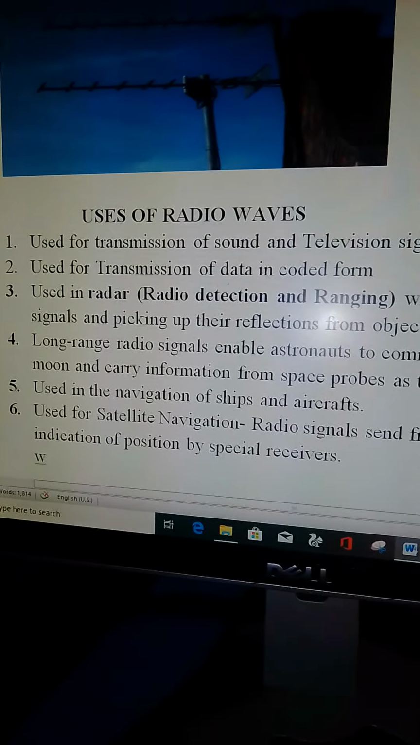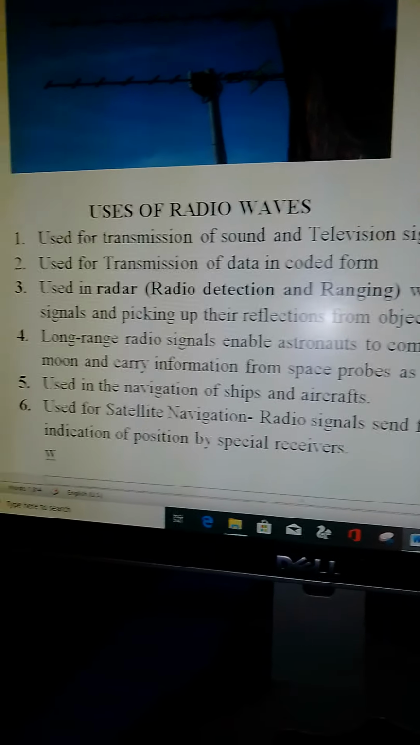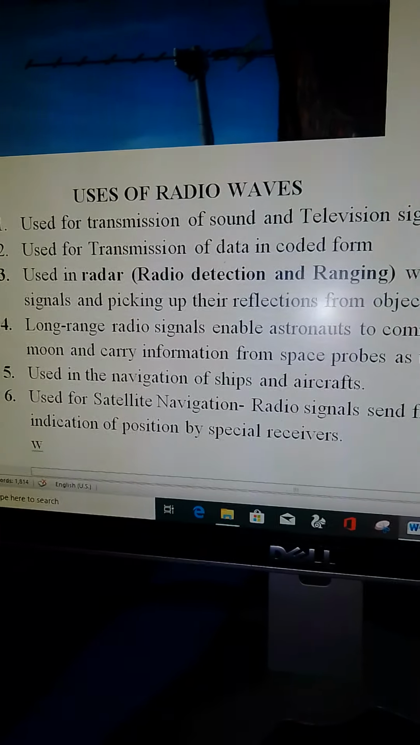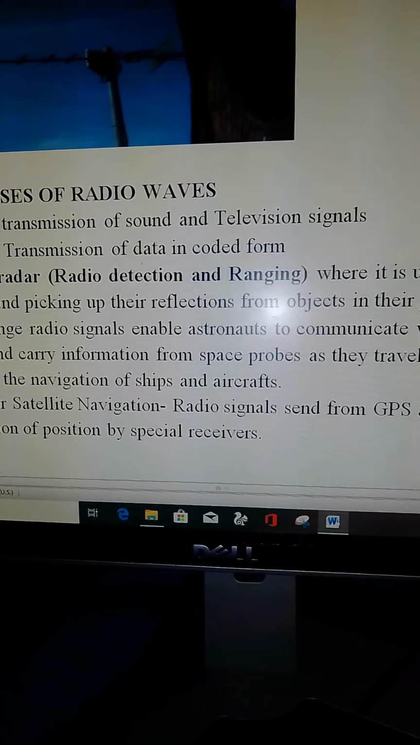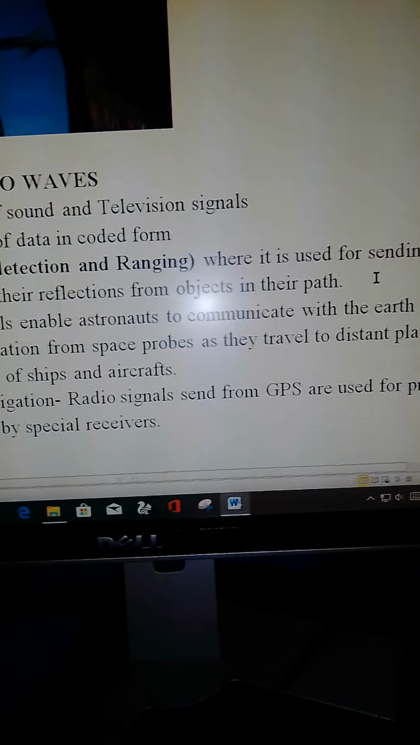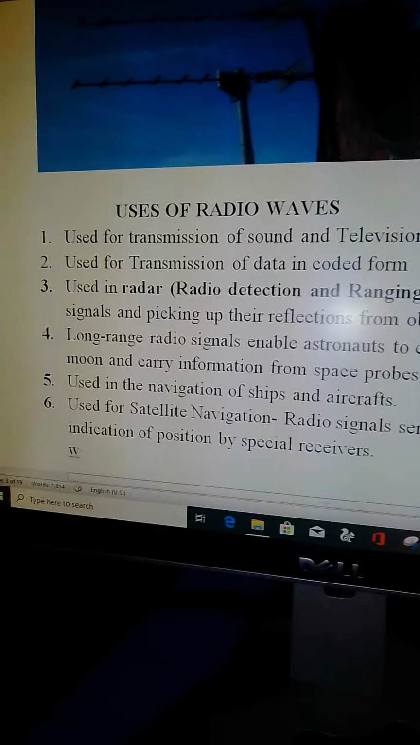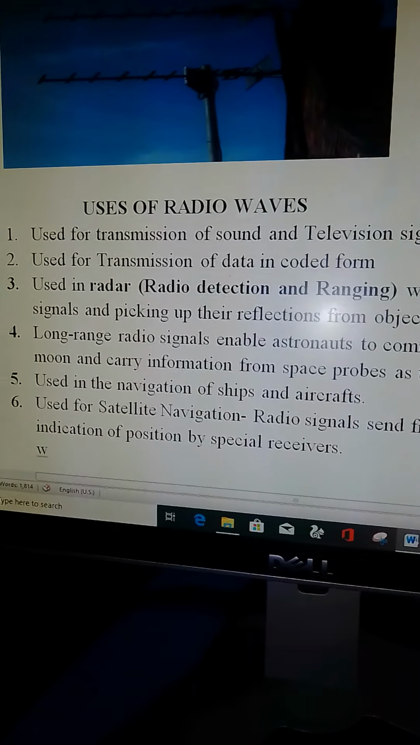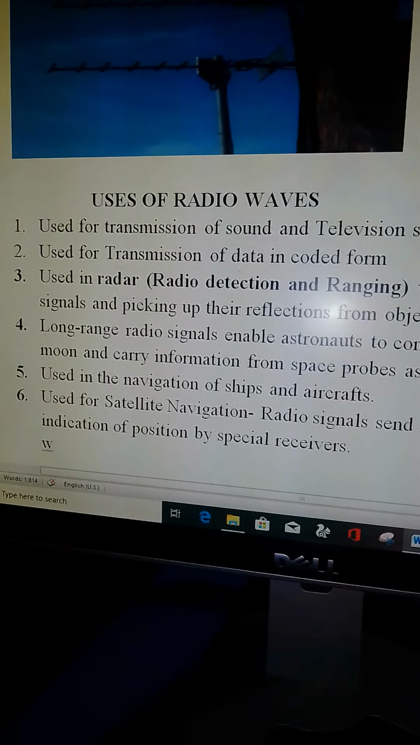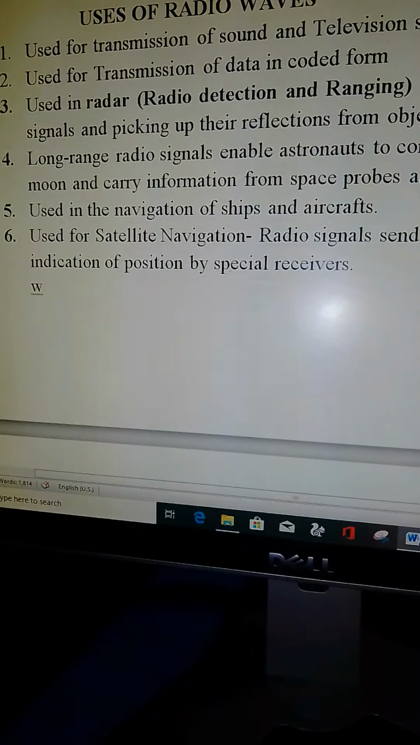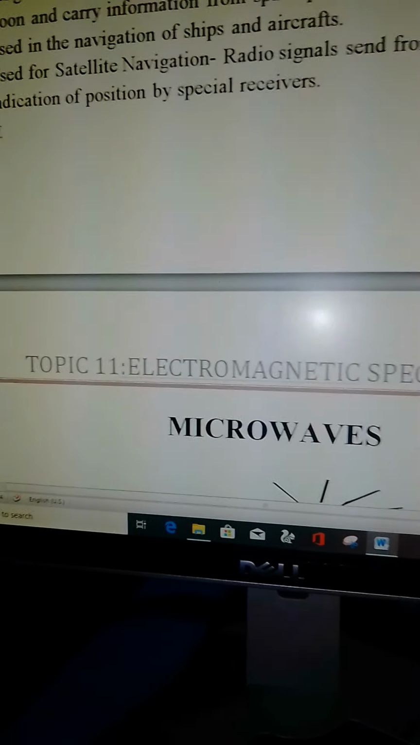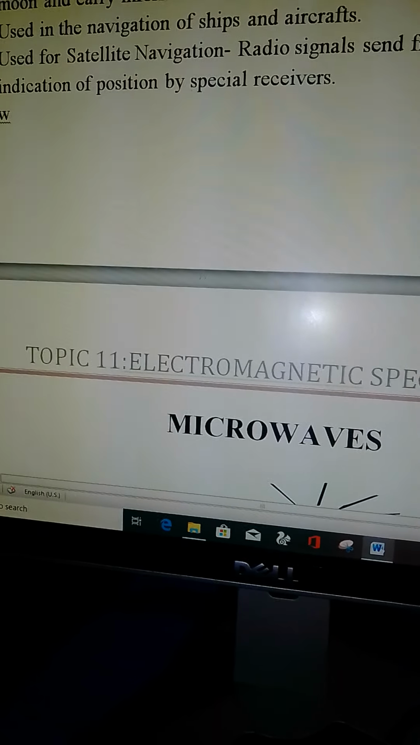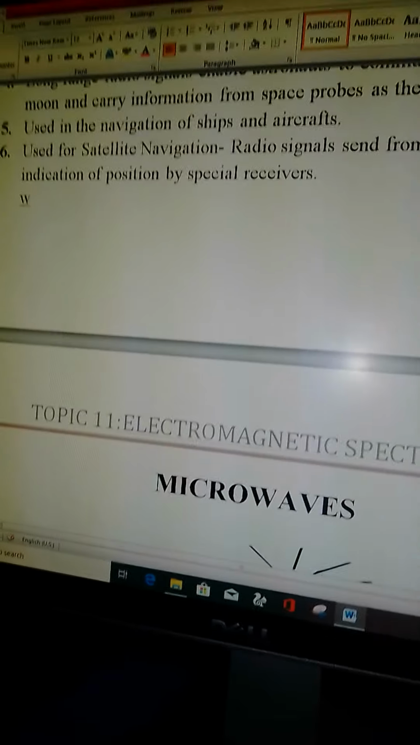Also, they're used in the navigation of ships and aircraft. They're also used for satellite navigation. Radio signals sent from GPS are used for precise indication of position by satellite receivers. Very important. Next time we'll be looking at the microwaves in the second part of Unit 3.2.